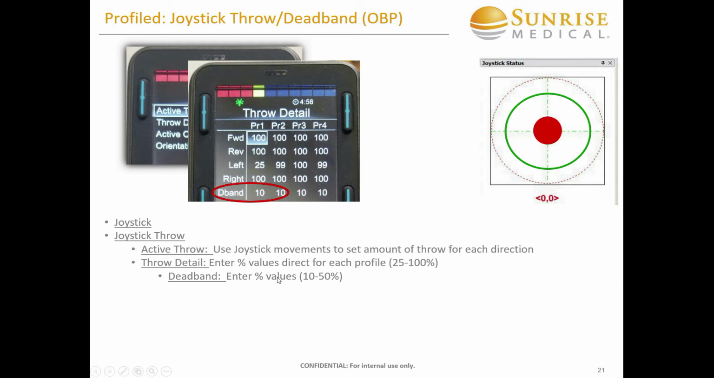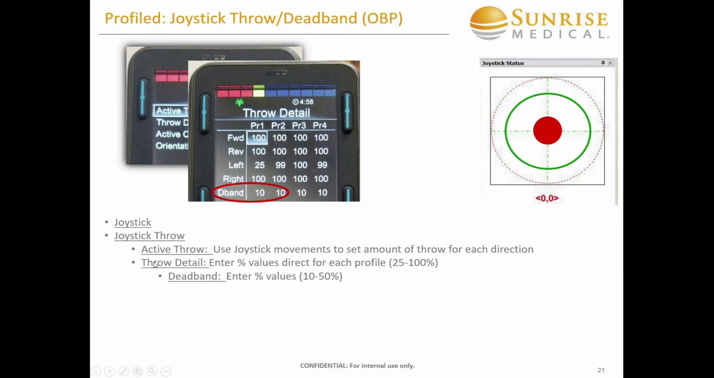Now again, why do I want this? If somebody's resting their hand on the joystick and they're holding the joystick out of neutral all day long because they can't take their hand on and off to get back to neutral, you may want to expand that. You can actually expand that from 10%, which is the minimum, up to 50%.